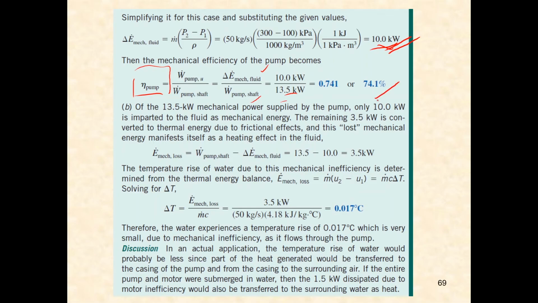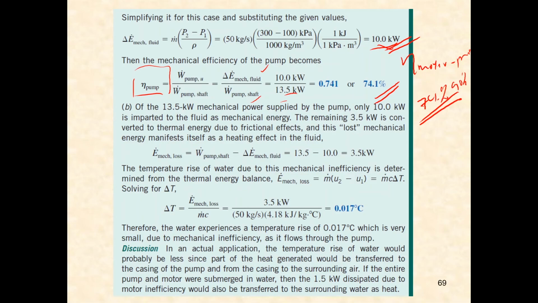So it's only 74.1%. If it asks what the efficiency is from electric to fluid, for example, the motor-pump efficiency, what we need to do is just multiply 74.1% and 90%. This will give you the overall efficiency. Just multiply these two.